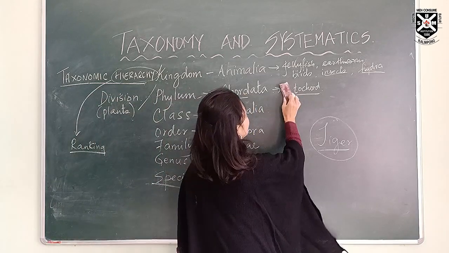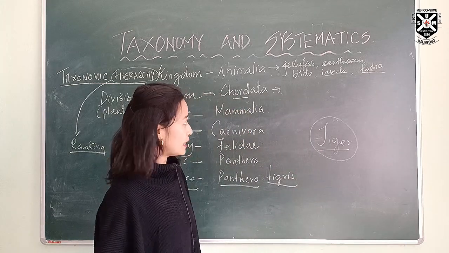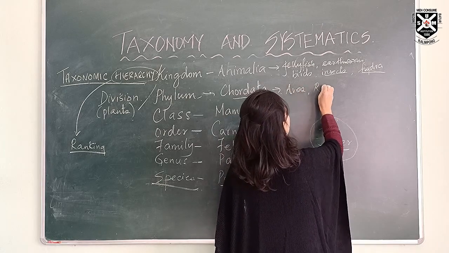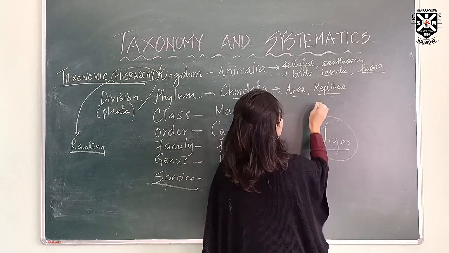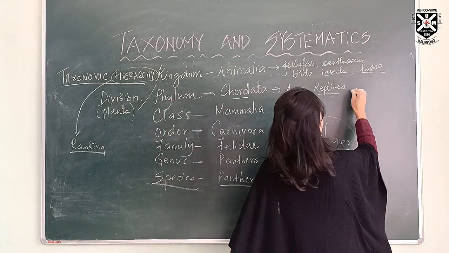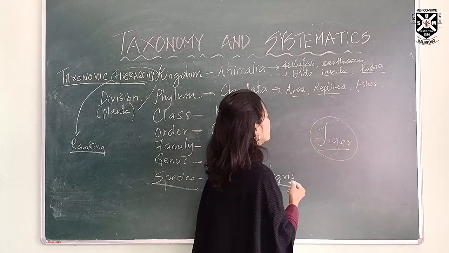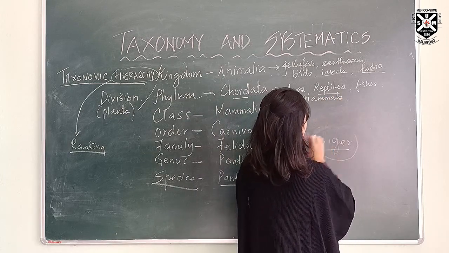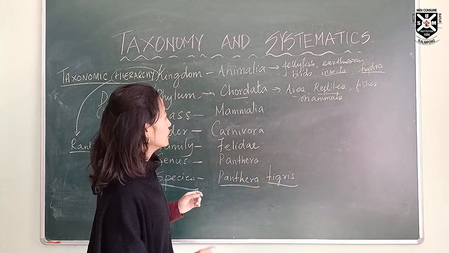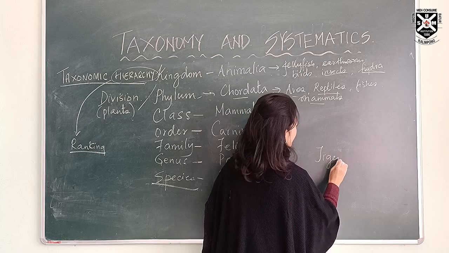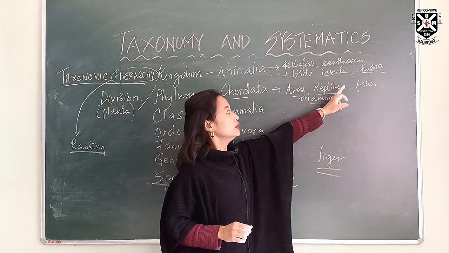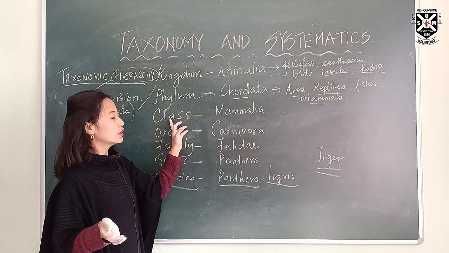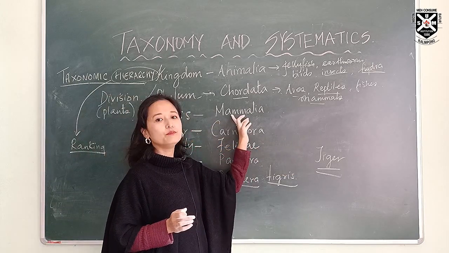In the next level, the phylum Chordata has many different types of animals. Say, for example, we have birds, reptiles, fishes, mammals. All these are organisms having a notochord. But out of all these options, our animal here is a mammal. So in the next category, that is your class, we keep our animal in Mammalia.